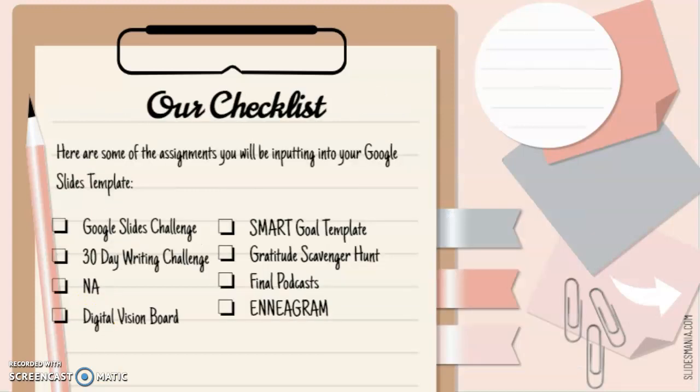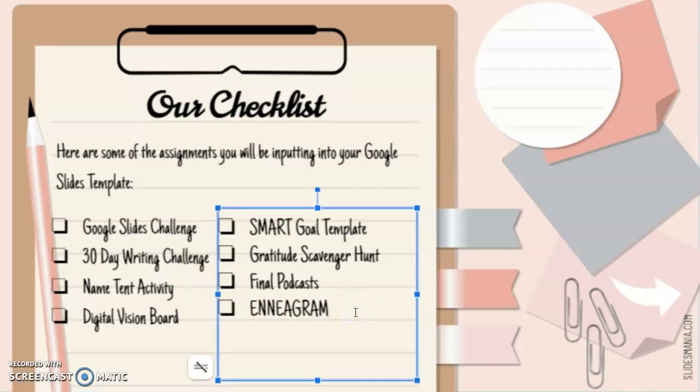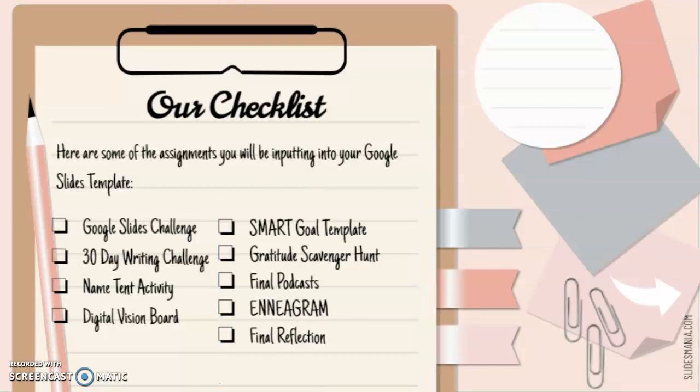These are the assignments you will be putting in: your Google Slides challenge, your 30-day writing challenge, your name tent, sorry about that folks, activity. So I'm going to just write that in. Your digital vision board, your SMART goal template, your gratitude scavenger hunt, your final podcast, your Enneagram, and a final reflection. It sounds like a lot, ladies and gentlemen, but most of you have completed these assignments, so it's just going to be a snap and a breeze to get them in.